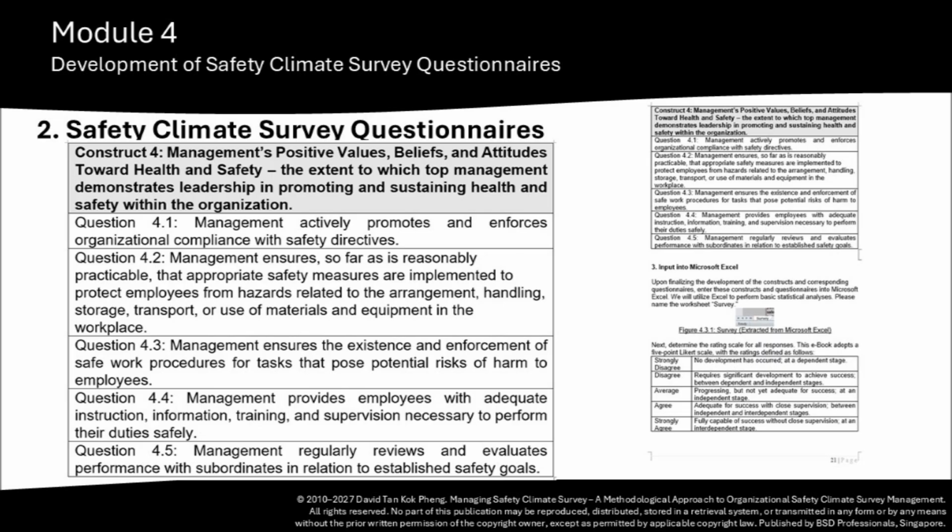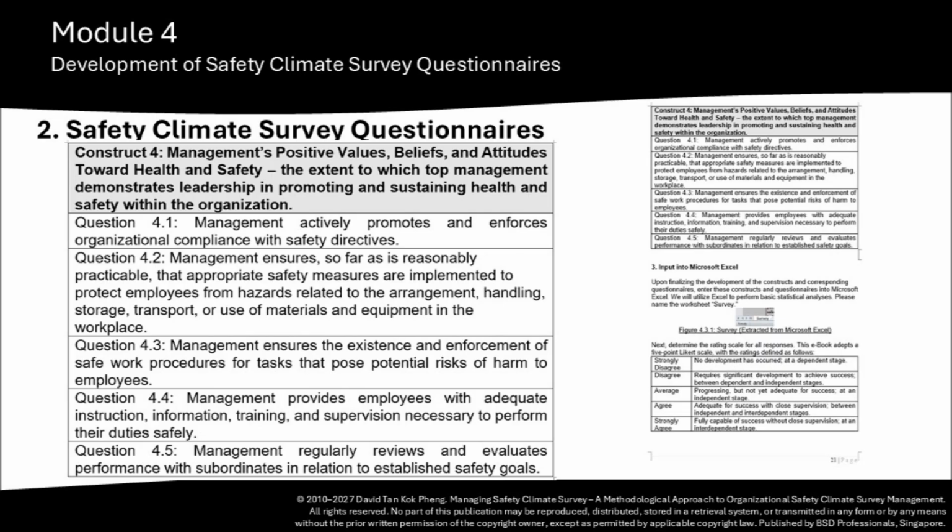Question 4.3 focuses on the establishment and enforcement of safe work procedures for tasks that may expose employees to potential risks. Effective procedures help minimize workplace accidents and injuries. Question 4.4 evaluates whether management provides employees with adequate instruction, information, training, and supervision. These elements are essential in equipping employees with the knowledge and skills needed to work safely.